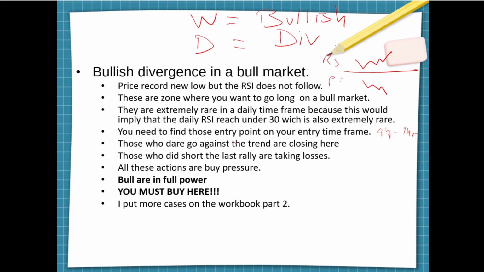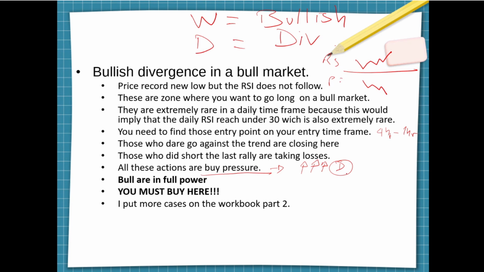Those who dare go against the trend are closing here. So people who specialize in reverse trading, they did enter a short in a bull market, so they're going to look for that to close. Then you can look for that to enter long. Those who did short the last rally are taking losses. Okay, all these actions are buy pressure. I mean they are increasing the demand, because a short seller needs to buy to close its position.